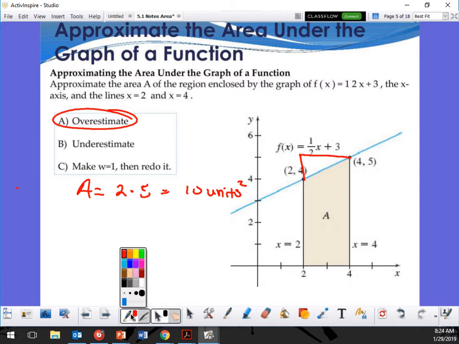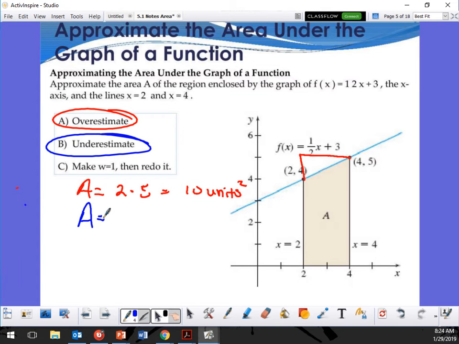Now, let's try an underestimation. So I'm going to do an underestimation. For an underestimation, A would connect to the left-hand side, right? So the left, right here.